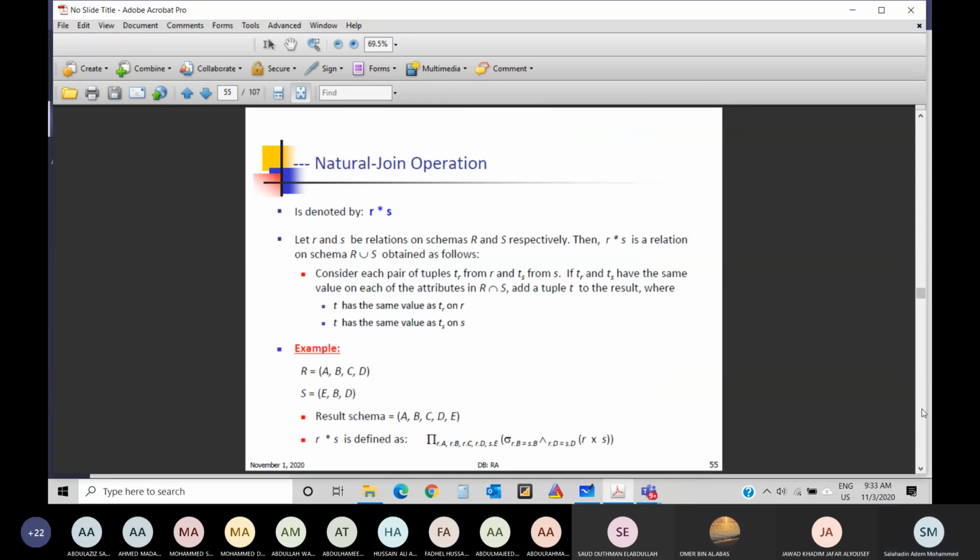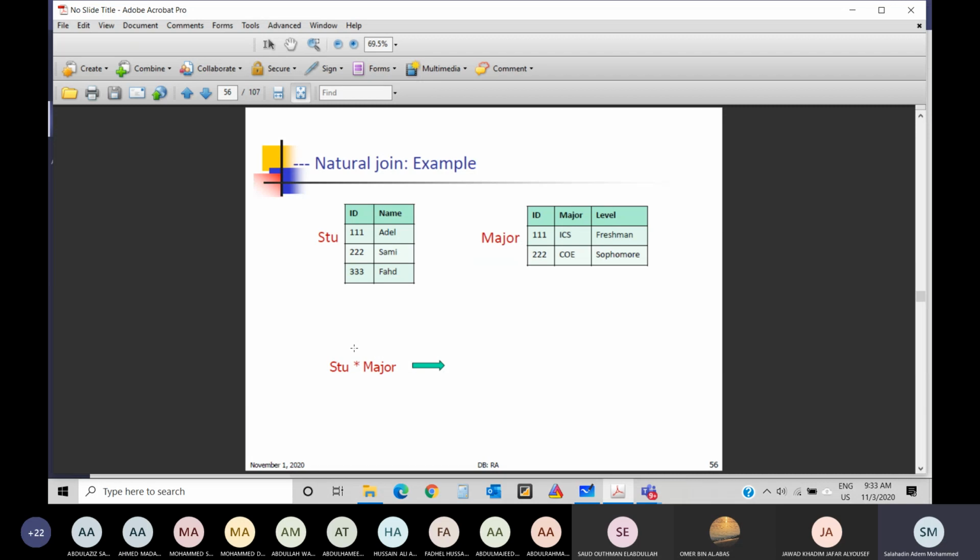Let's continue. Natural join. In natural join we use the star. We don't put any condition. But you must have a column name which is the same column name here and here. Do I have ID here? Yes. Automatically you can use this one. STU star major. Star stands for natural join. And this is the output. The good thing about natural join is that it will not duplicate the ID for you. You will get only one ID, not two IDs.